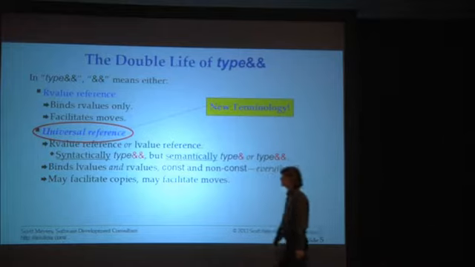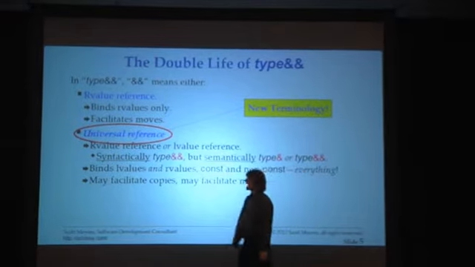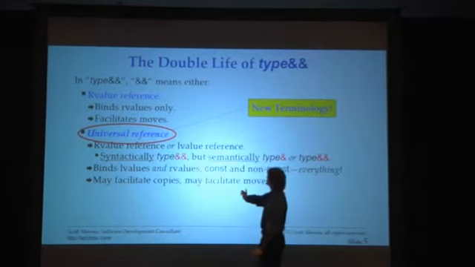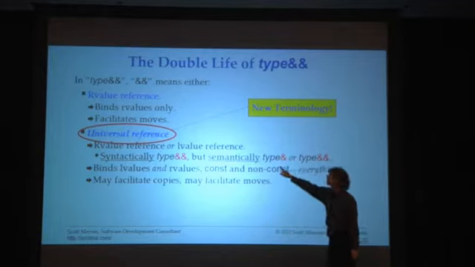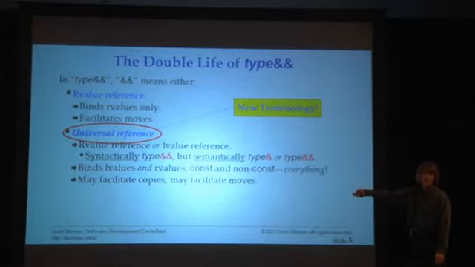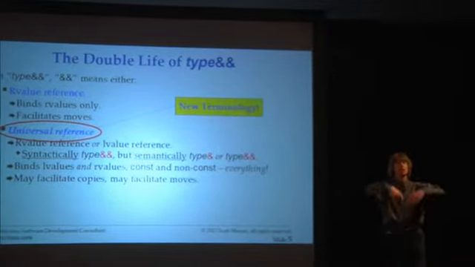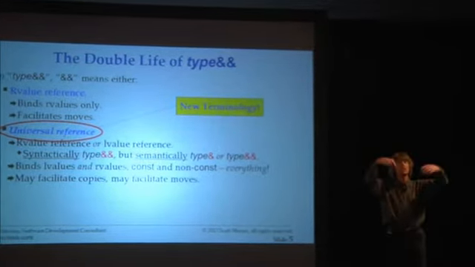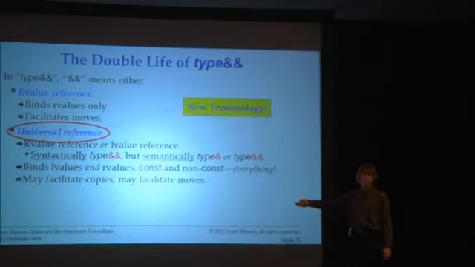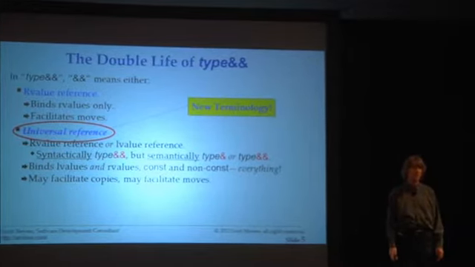A universal reference is either an R-value reference or it is an L-value reference. Syntactically, you write type-ref-ref, that's what you write, but it actually means either type-ref, L value reference, or it means type-ref-ref, R value reference. A universal reference binds L values and R values. It binds const and non-const. It binds everything. It is a universal reference. It can refer to anything, which is not something an L-value reference can do and is not something an R-value reference can do. As a result, it may facilitate copying, but it may facilitate moving. It can do both of those things. It is more powerful than an R-value reference, even though syntactically it looks the same.